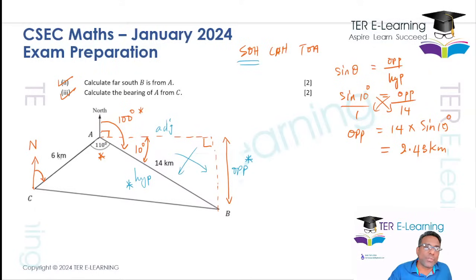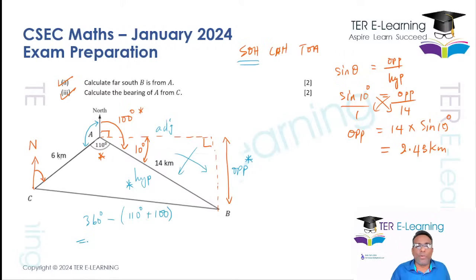So what I could do, I can work out this angle here. Right? I can work out that angle. That angle there is going to be 360 degrees minus 110 plus 100. And when I work this out, I'm going to get 360 minus, so we're going to get 150 degrees here, right? 150 degrees. So that is this angle here. This angle is 150 degrees here.